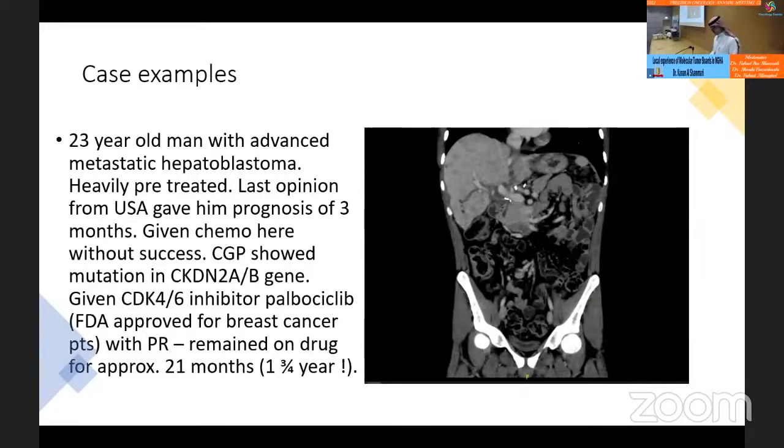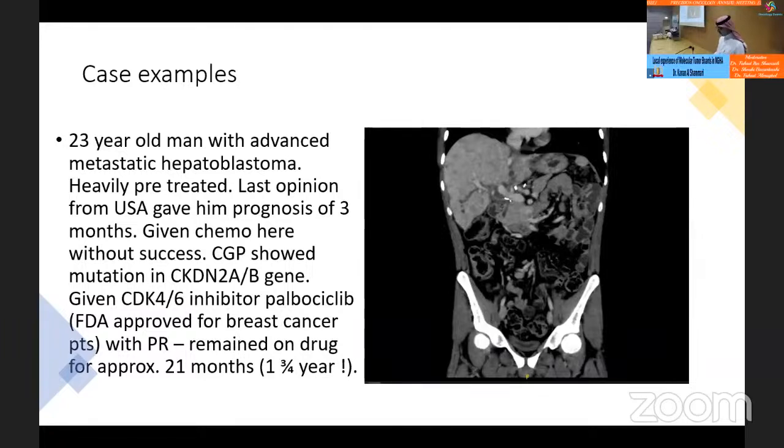I'll give a few case examples. So this is a 23-year-old man who I treated in my clinic a couple of years ago. He came to me from the States with a diagnosis of metastatic hepatoblastoma. He was heavily pretreated. In fact, when he came to me, he had been given 3 prior lines of therapy. He had an opinion from the United States that gave him a prognosis of 3 months. I gave him systemic chemotherapy, after consulting a pediatric oncologist because hepatoblastoma mainly affects the pediatric population. So I gave him 5 different types of chemotherapies given in an alternating manner, and he progressed.